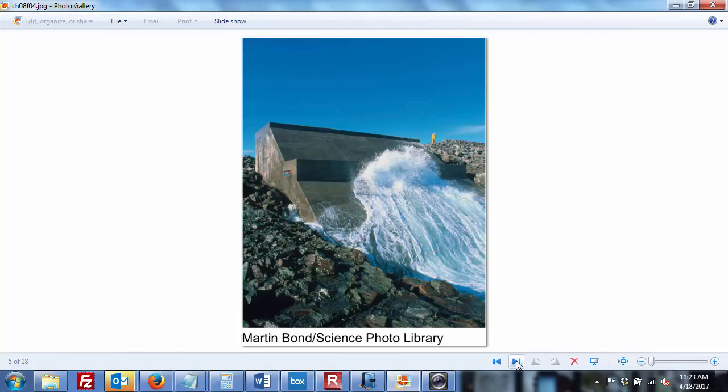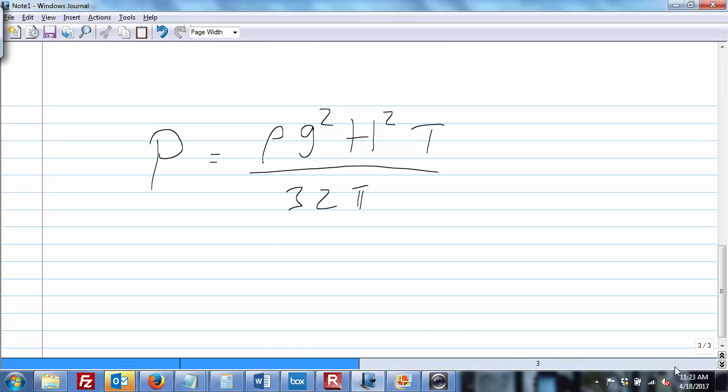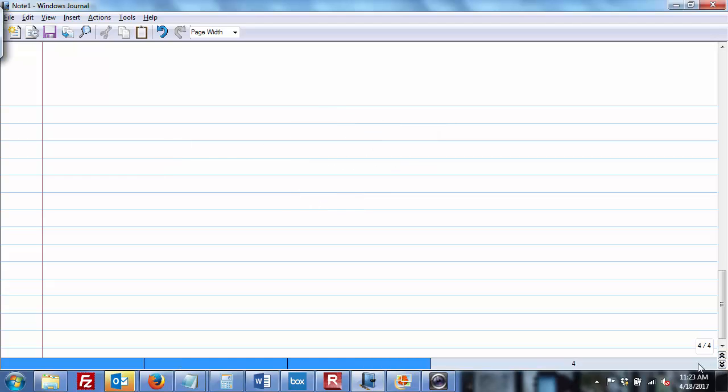Oh, and one other thing that is worth noting, this is not all that intuitive. So if we take sort of a top view, here's land, here's water.